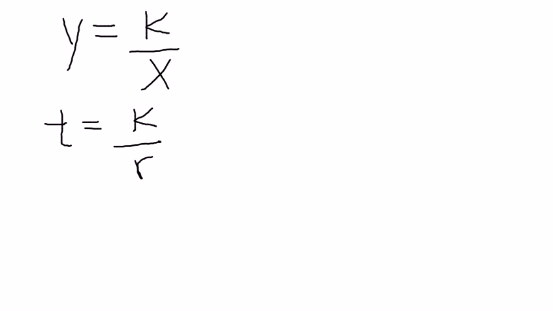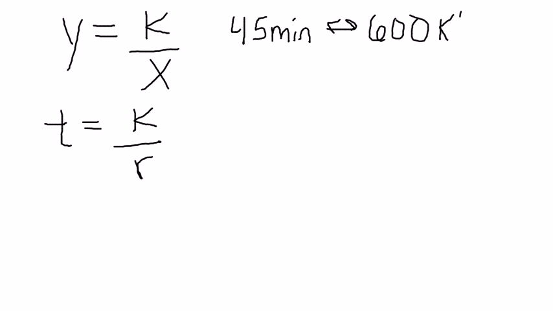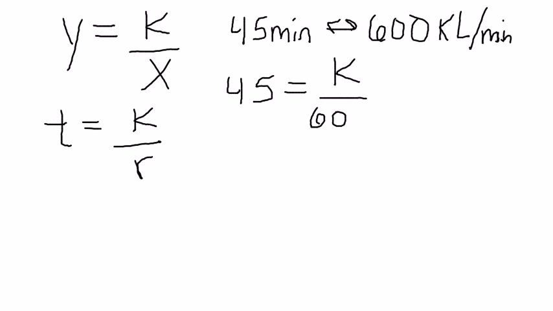They tell us that a pump can empty a tank in 45 minutes at the rate of 600 kiloliters per minute. So I have a couple pieces of information that are paired together: 45 minutes and a rate of 600 kiloliters per minute. That's an ordered pair, and I can plug that in. The time we will make 45. I don't know what the K is right now. It's some unknown constant, but I know the rate at which my pump is going to pump is 600. Now I'm going to use this equation to figure out K.